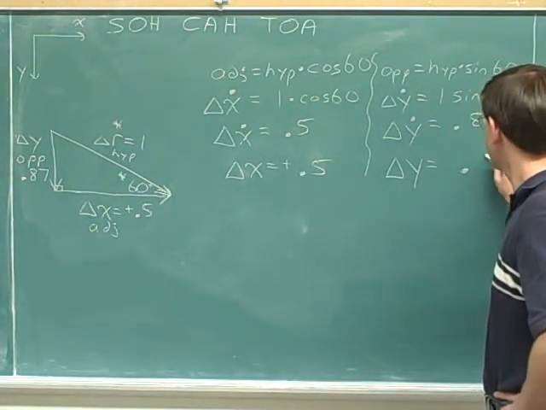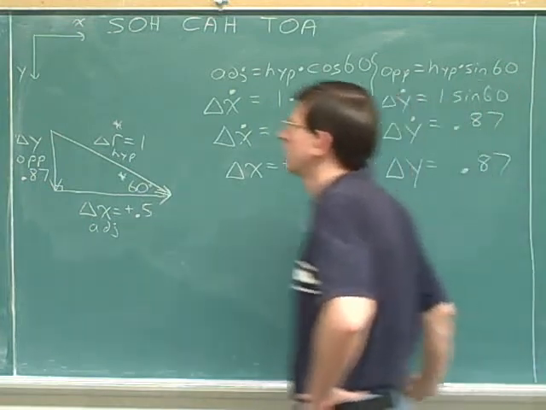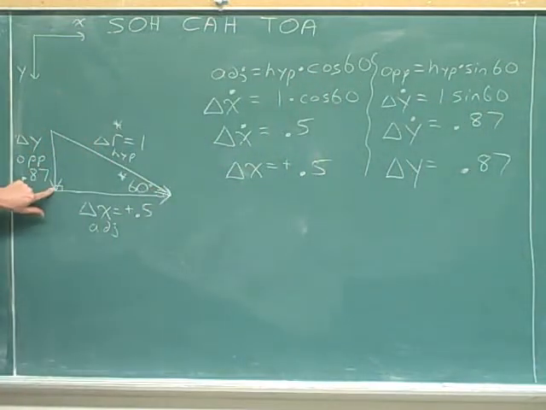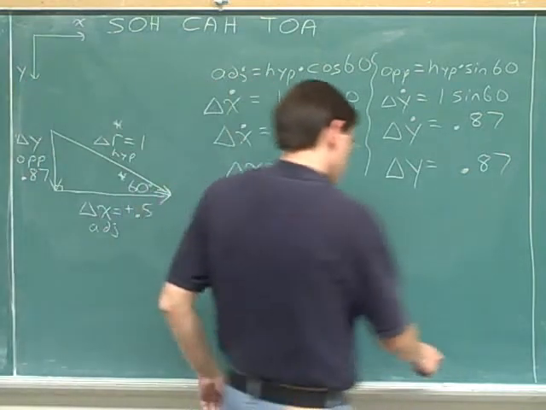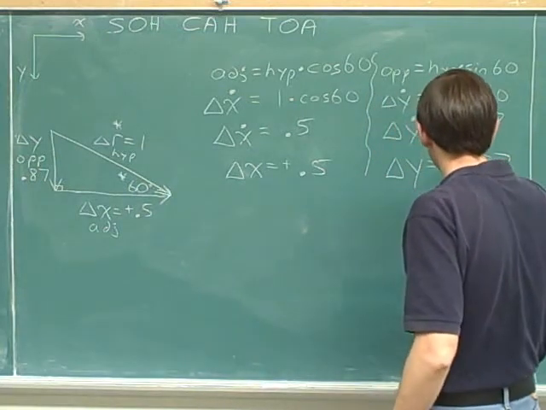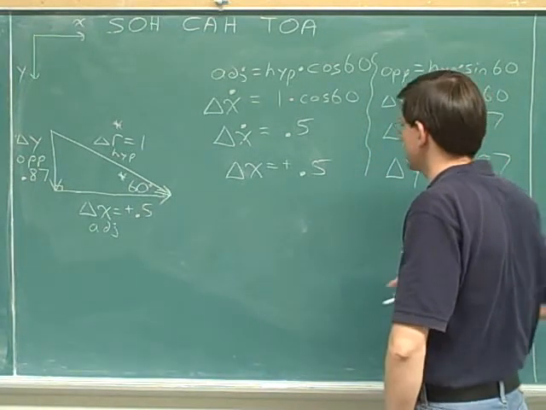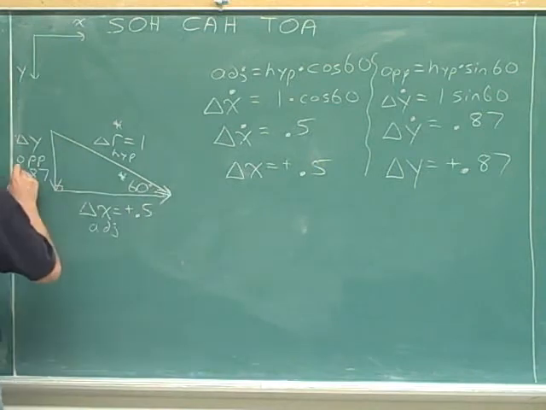Now let's figure out the signed component. Delta y is pointing down, and down is the positive direction. So delta y is really plus 0.87. I should really include that sign in over here then as well, plus 0.87.